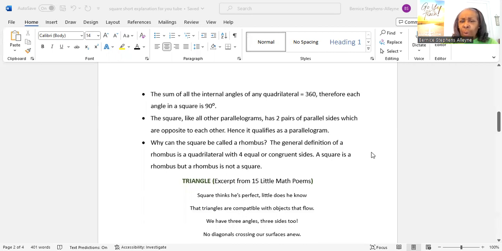Why can the square be called a rhombus? The definition of a rhombus is a quadrilateral with 4 equal or congruent sides, no more. So a square is a rhombus, but a rhombus is not a square.